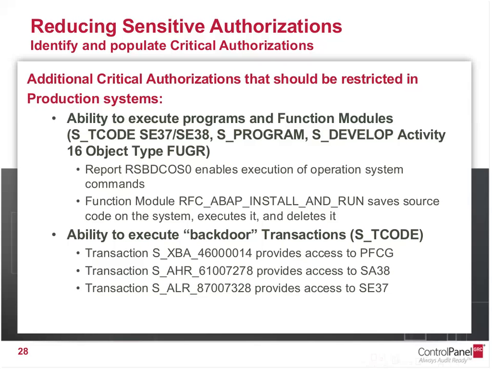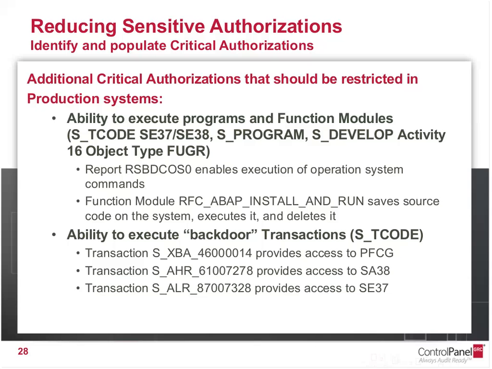The ability to execute programs and function modules, this is transactions like SE37 and SE38. It might look at S_PROGRAM. It might look at S_DEVELOP activity 16, depending on your release. So you might want to check and see what's going to give people the access to actually execute these programs or function modules. But that's a risk because you don't want someone to be able to just go and run any report they want. So we've got an example of a report here that enables execution of operating system commands. RFC_ABAP_INSTALL_AND_RUN is a function module that can insert source code into your system, run it, and then delete it. So that'd be pretty bad as well. These are just reasons to restrict that access.